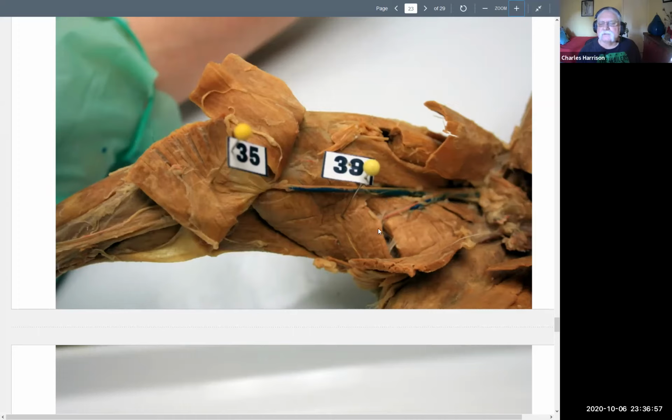Down here should be or would be number 39, the semimembranosus. Oh, that is 39, isn't it? That looks like an 8. I was thinking, no, why did they pin the semitendinosus on this side? That's a 9, and it pins here.